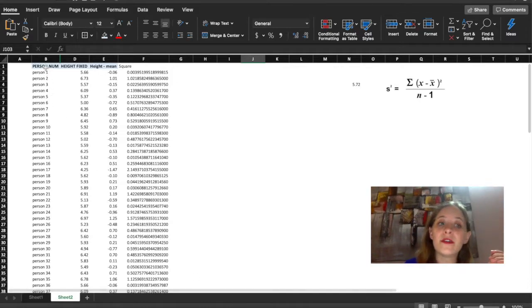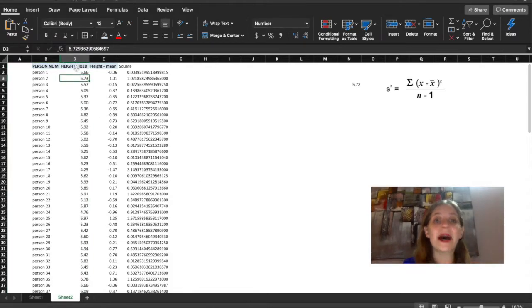We have the first column, the ID of the person. So we have person 1, person 2, person 3, etc. Then we have the height of those people. It is very important to know that a normal distribution can be defined by the mean and the standard deviation of it, just by those two values.